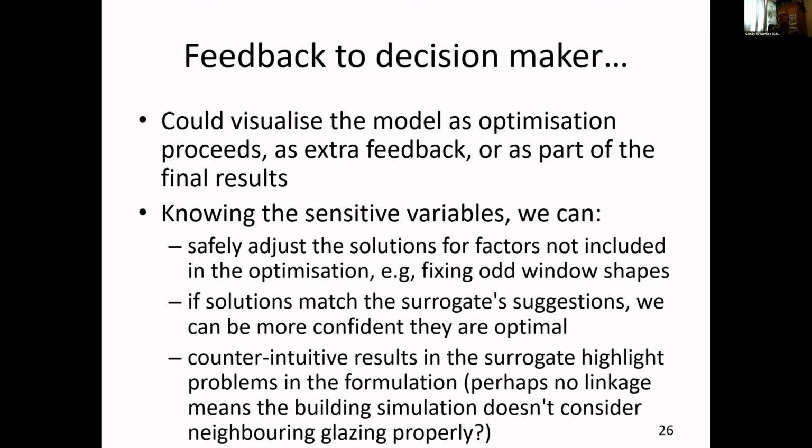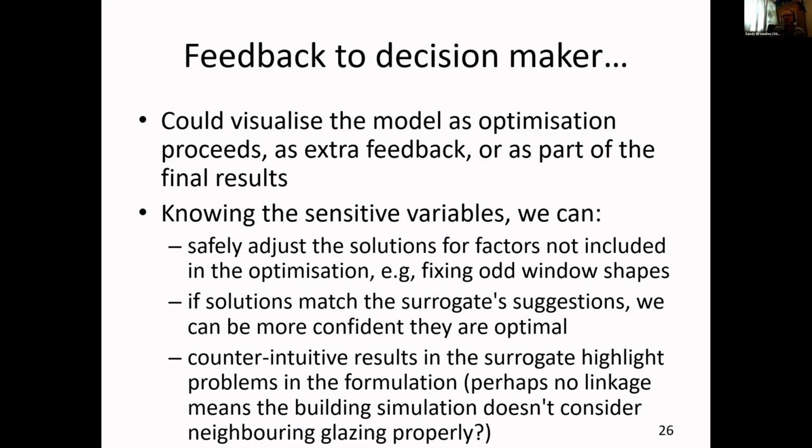How do we feed this back to the decision maker? Well, as you could see, it was through visualizations. Knowing the sensitive variables, we can safely start to adjust some of the solutions for things that we haven't included as part of the optimization. So fixing the odd window shapes, knowing that more glazing in this area is probably helpful and adding it elsewhere is less helpful. And it gives us some kind of confirmation.